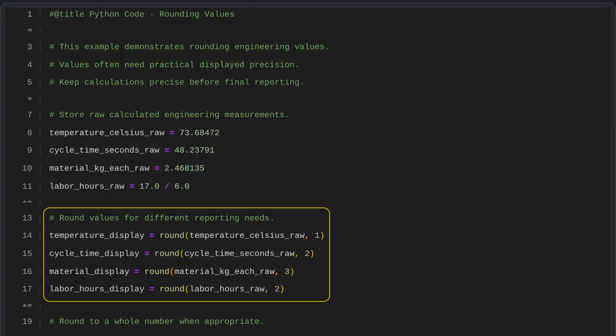Values are rounded to appropriate decimal places so reports stay readable while retaining useful precision. Temperature is shown to 1 decimal place, cycle time and labor hours to 2, and material weight per part to 3.